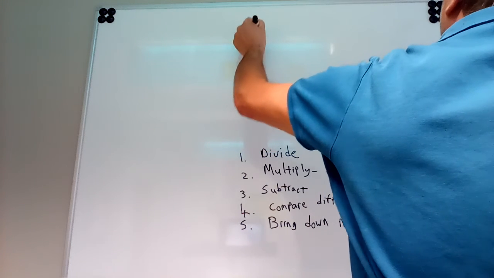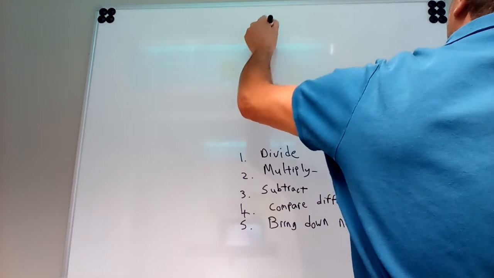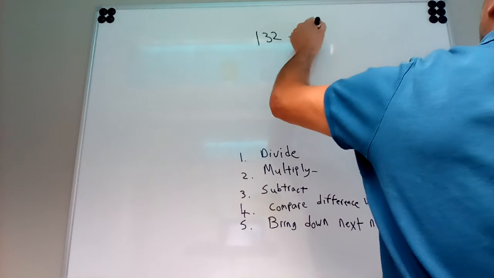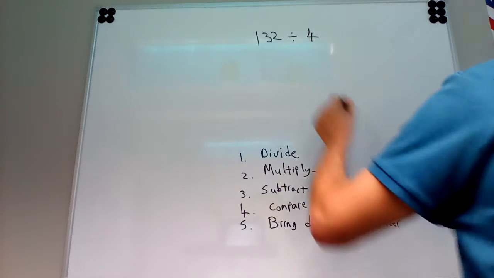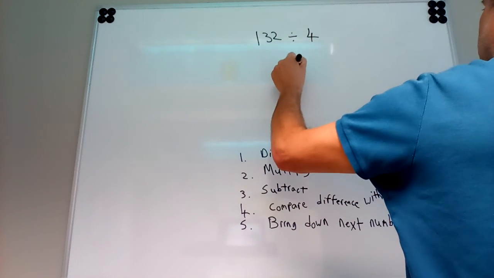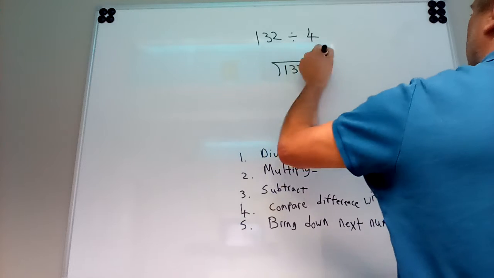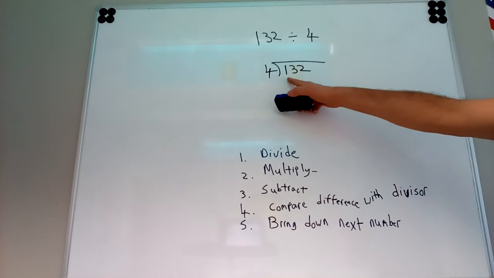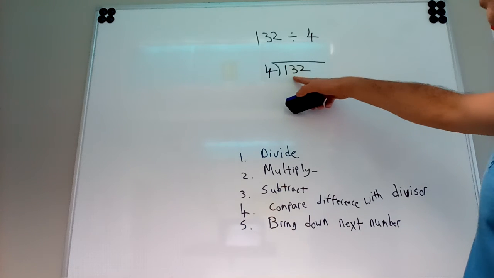So let's go with 132 divided by 4. Okay, so I'm going to put my 132 here, my division box, and I'm going to put a 4 out there. Will 4 go into 1? No, 4 will not go into 1. Will 4 go into 13?